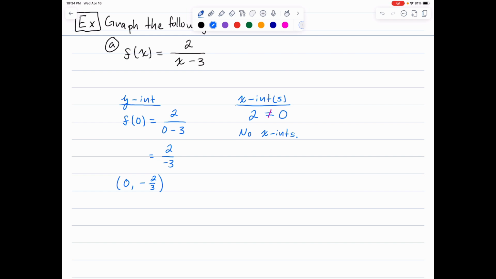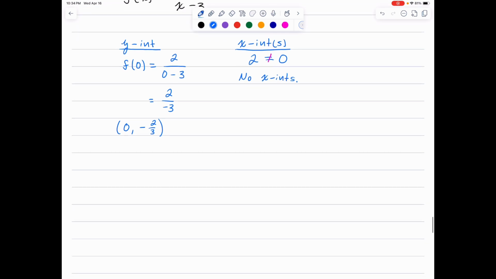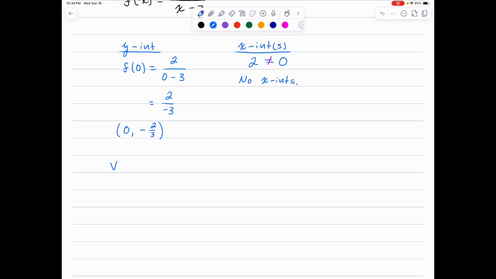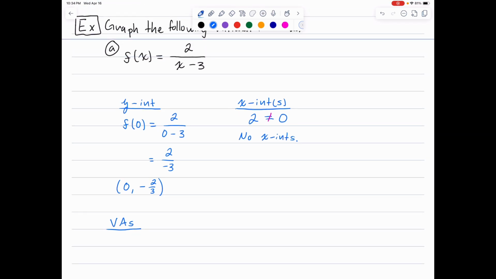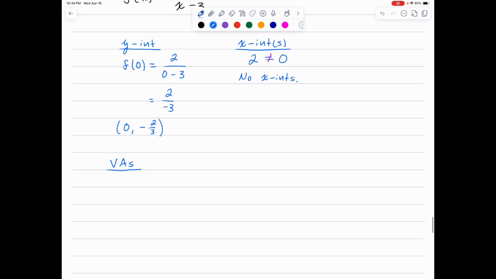The next thing we're going to want to find is if we have any vertical asymptotes, right? So vertical asymptotes. So if I look up here, I'm just going to set my denominator equal to 0. So I have 0 equals x minus 3, which will give me the line x equals 3. So I know I have a vertical asymptote at x equals 3.